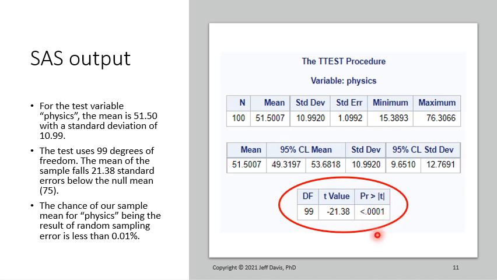0.0001. As I have over here, the chance of the mean for physics occurring in a distribution of random error in which the mean is 75 is only 0.01%. Okay, so 1/10 of 1%. And so pretty small. I'm sorry, 1/100th of 1%. Sorry about that. So pretty small.